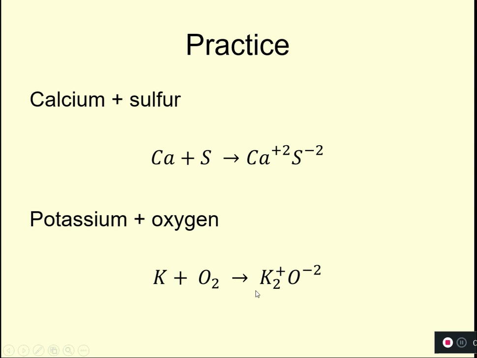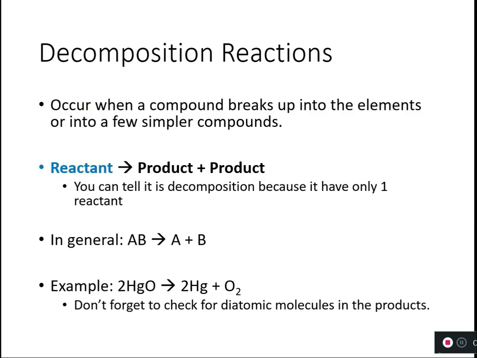Now, notice that this is not balanced. There are 2 potassiums on this side, and there's only 1 on this side. There are 2 oxygens on this side, but only 1 on this side. We'll worry about balancing that in a future episode. But for this, I want you to be able to determine what the products would be from the reactants that are given. The next type of reaction is a decomposition.